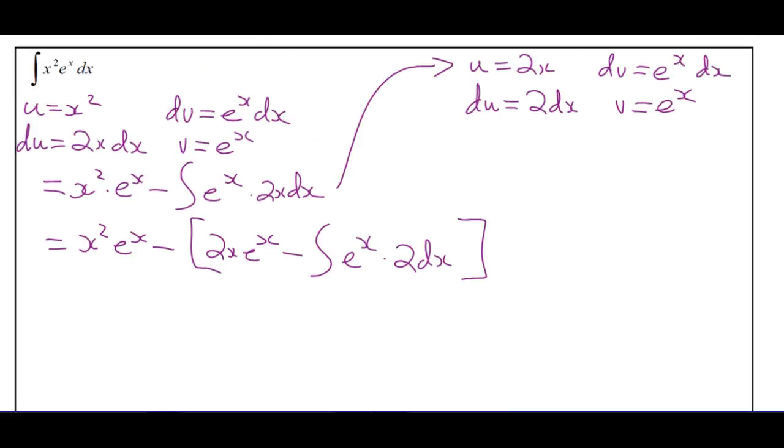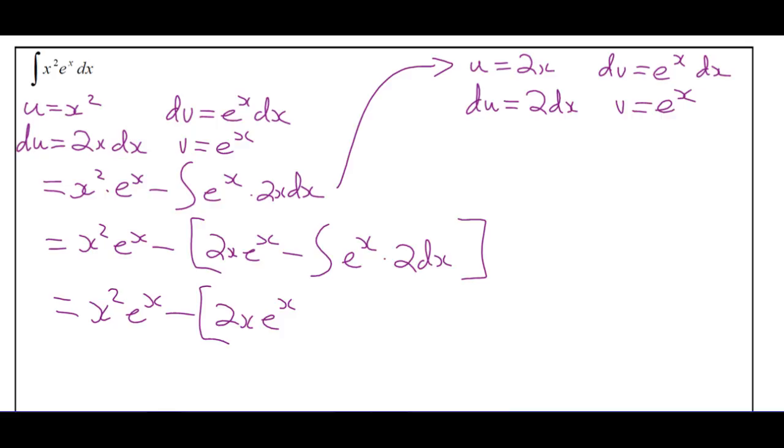Okay, so we did integration by parts, and we ended up with another product, right? We had to do the integral of a product. How do we do the integral of a product? We do integration by parts. So we did this. Okay, what have we got now? Well, we've got an x squared e to the x minus, okay, in here we got a 2x e to the x, and can we do the antiderivative of e to the x times 2 dx?